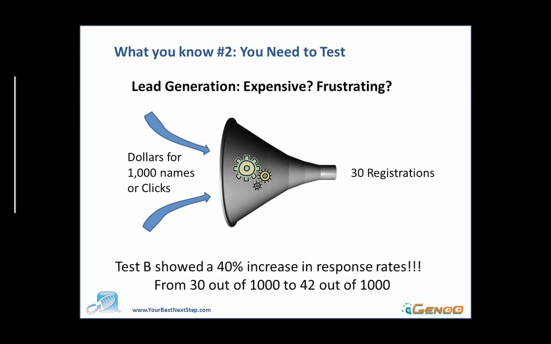And now, let's run a test on this. We run test B, and we show a 40% increase in response rate, and that's fantastic. I've done this several times. But what are we talking about here? We just went from 30 registrations out of 1,000 to 42. We increased the number of registrations we got by 12. Just looking at those numbers can be very frustrating, at least for me, and I think for most people as well.